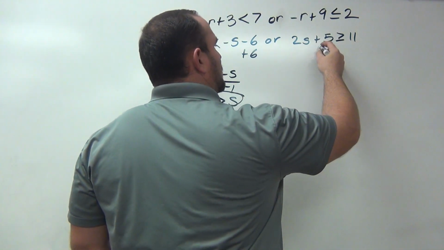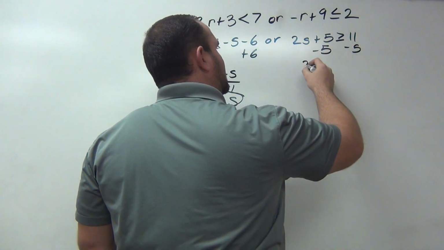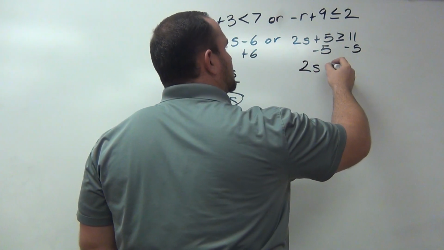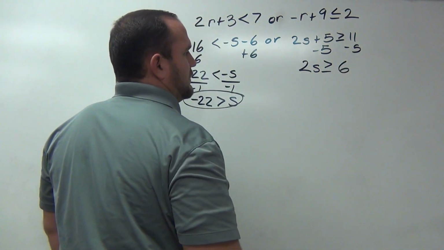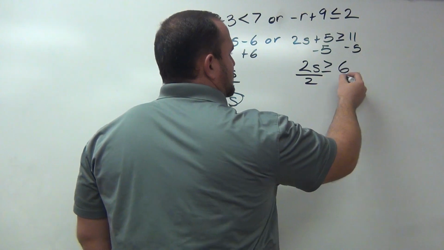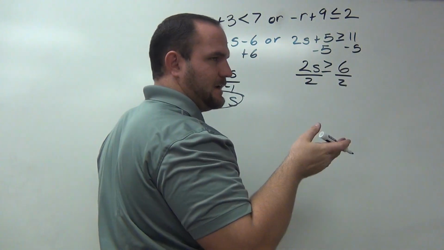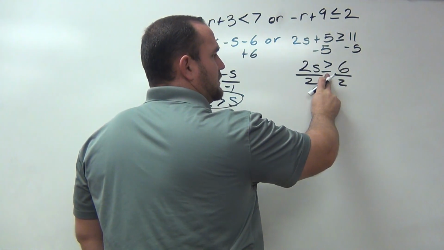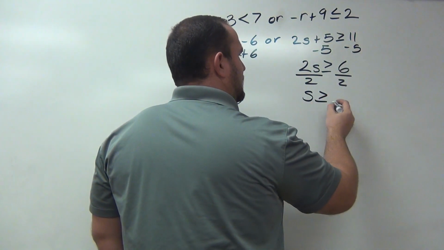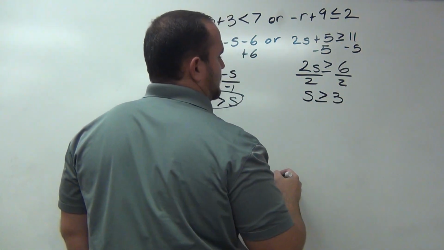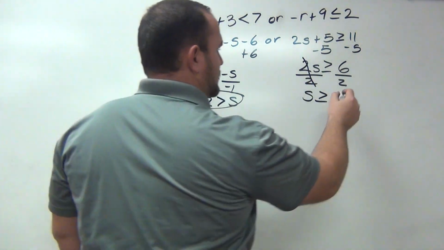So now we're going to subtract 5 over here and 5 over here. So that's 2S is greater than or equal to 6. Now we're going to divide by 2. There's no negative sign, so our inequality stays the same. So it's now S is greater than or equal to 3. Okay, and so here's the other one.